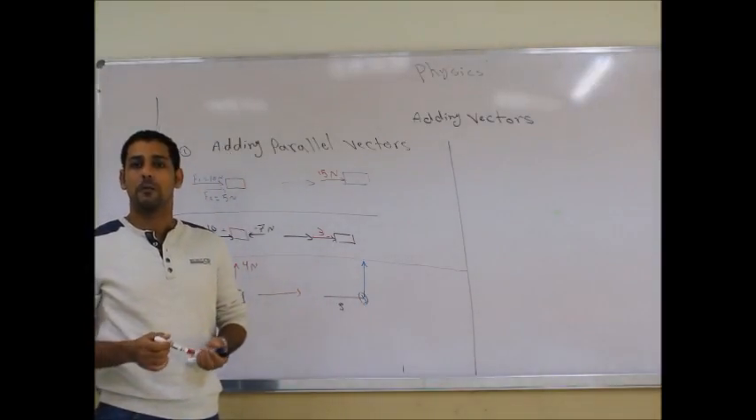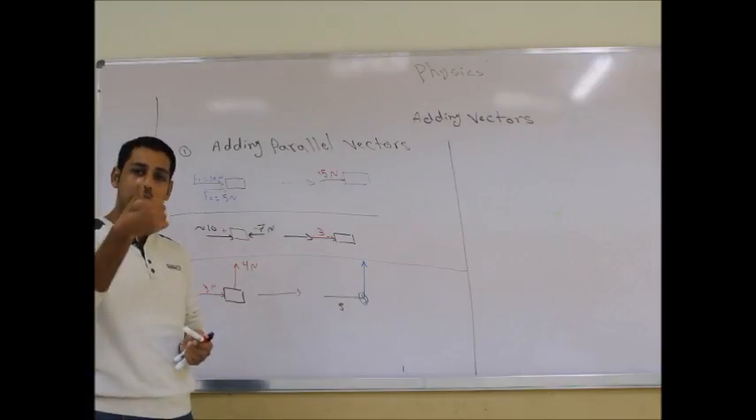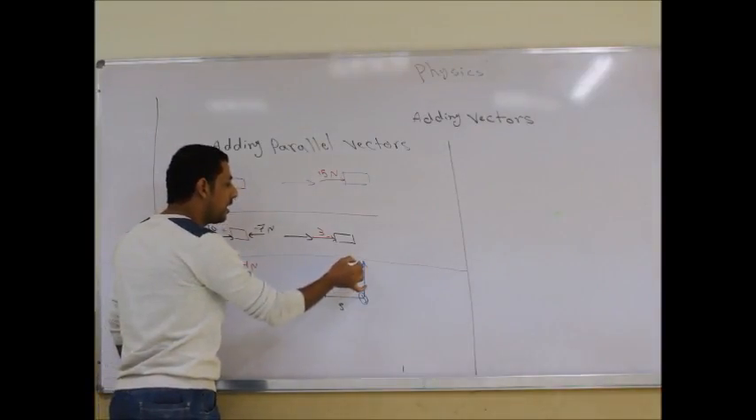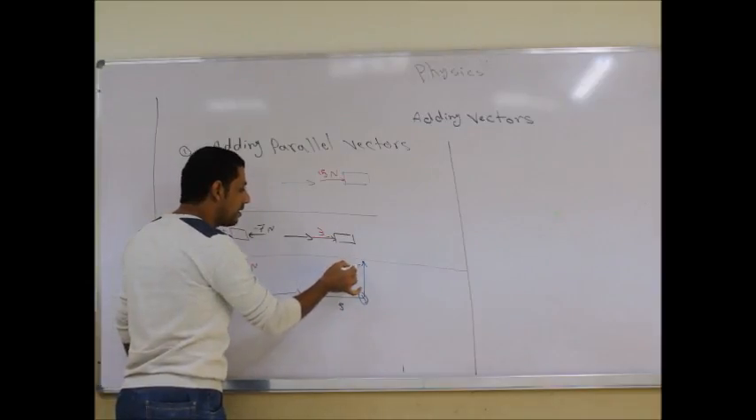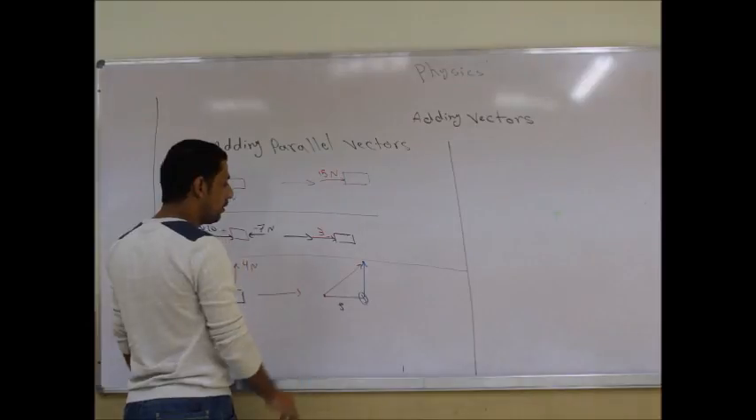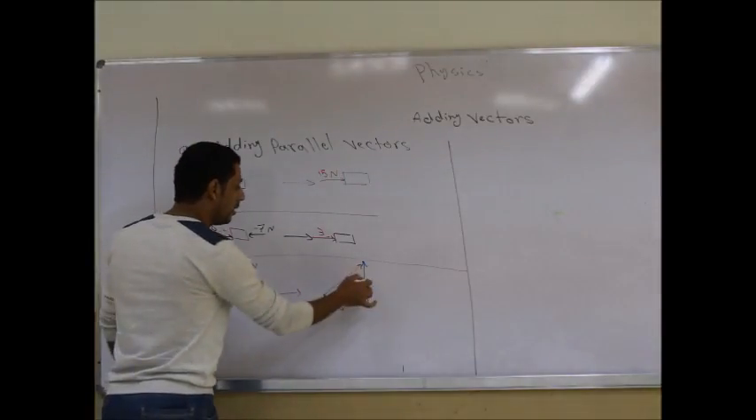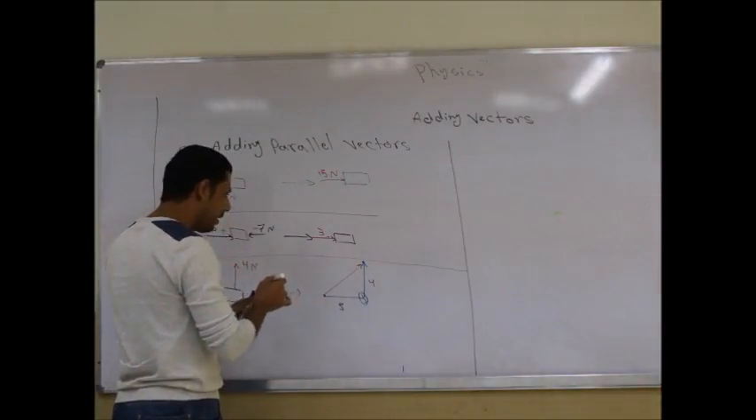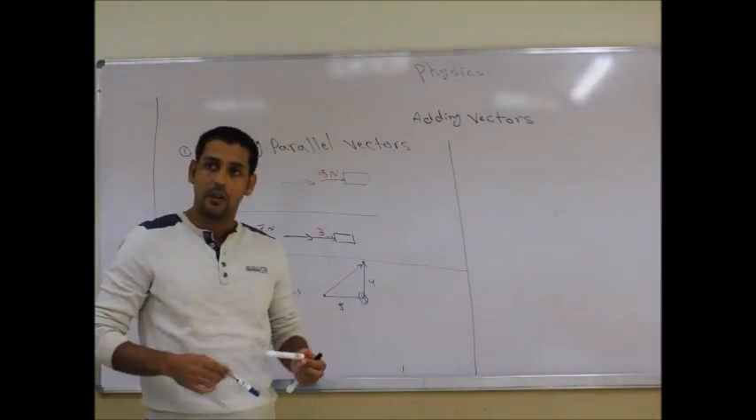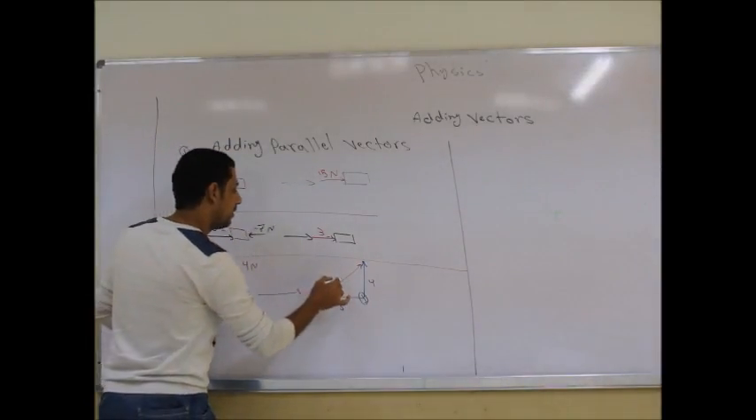So the resultant will be the straight line from the initial to the final. Where is the initial? This is the initial. Where is the final? This is the final. So this is a straight line, and this straight line is called the resultant vector. How can we calculate this? It can be calculated from the Pythagorean theorem. So this is the hypotenuse.